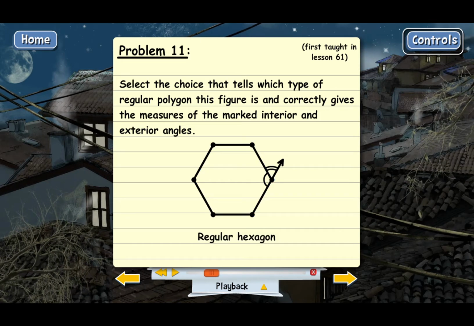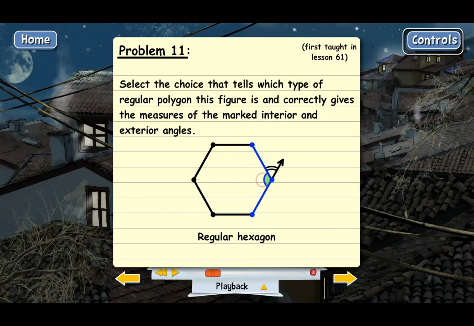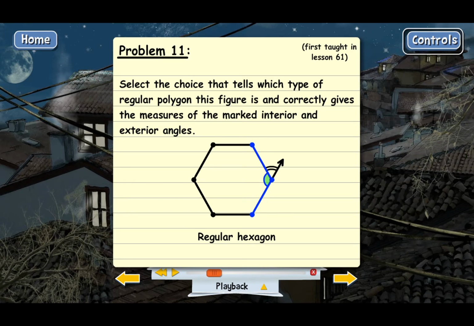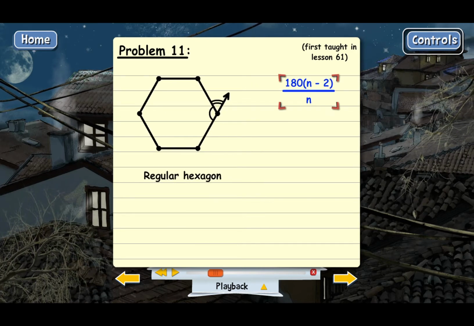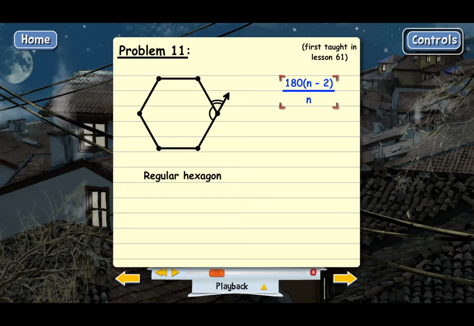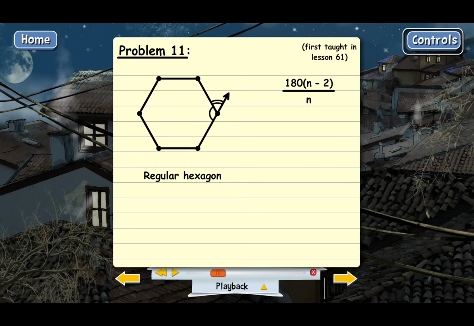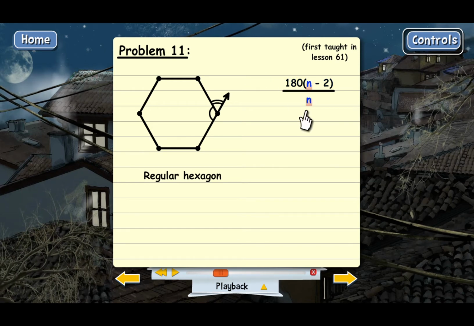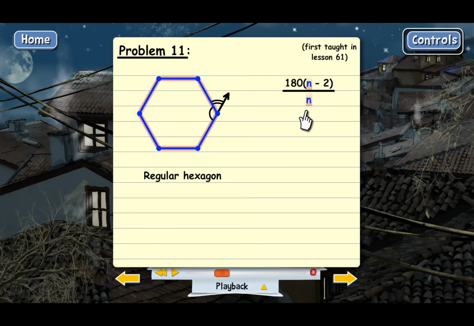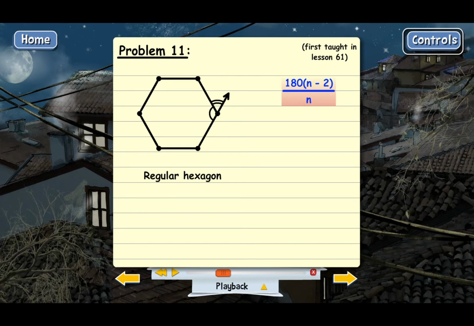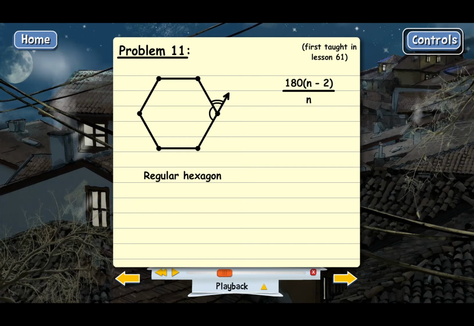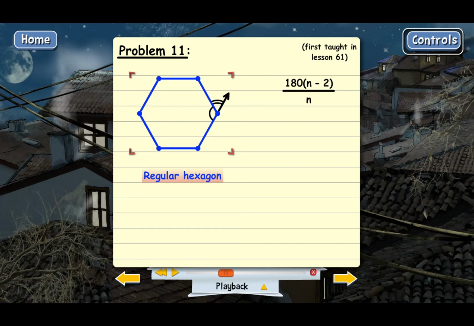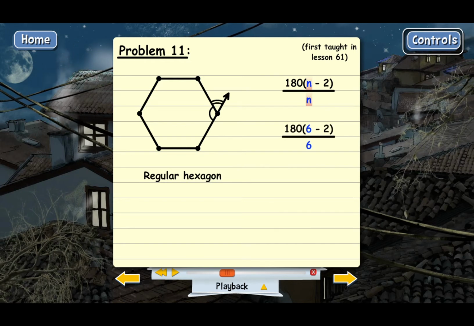And now to calculate the measure of this interior angle, we have an equation for that. Let me show it to you. This is actually just the expression on the right side of the equation. The left side just says interior angle equals. But what we have to do to calculate this is n stands for the number of sides of the polygon. This will work for any regular polygon. And since this is a regular hexagon with 6 sides, we just put 6 in for n.